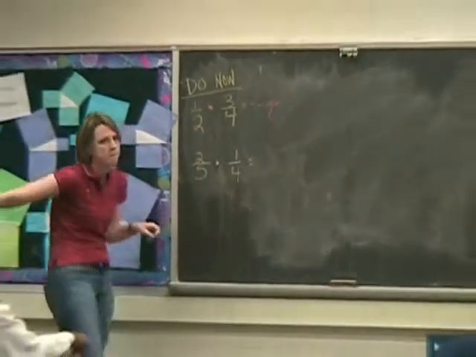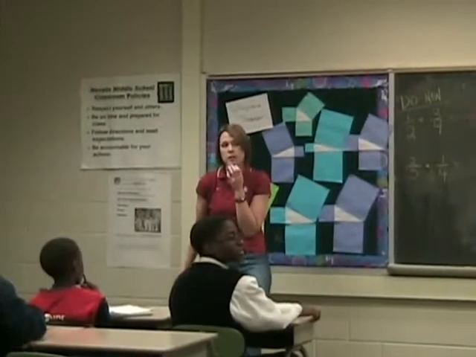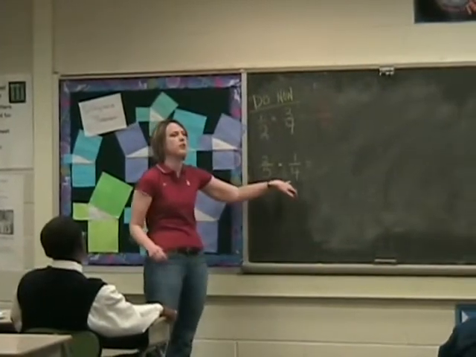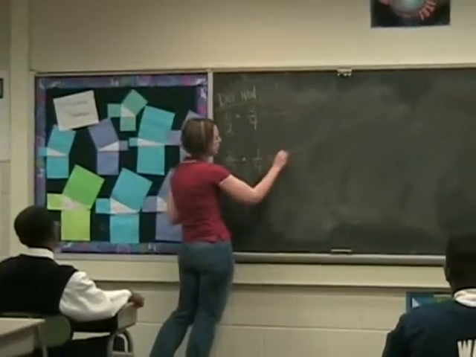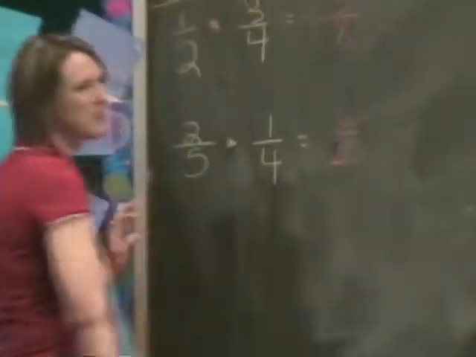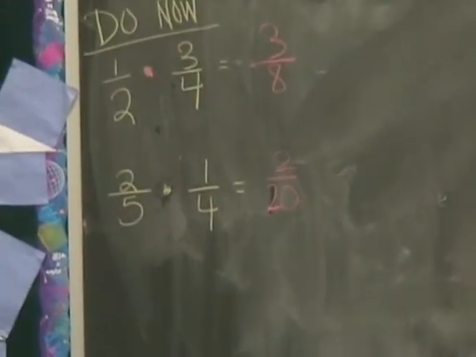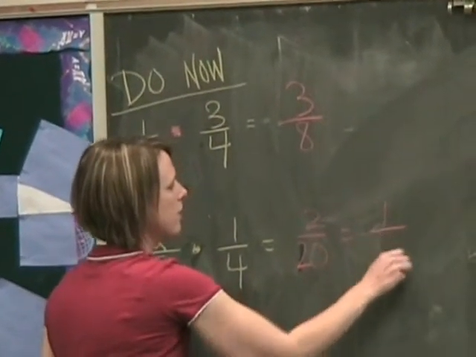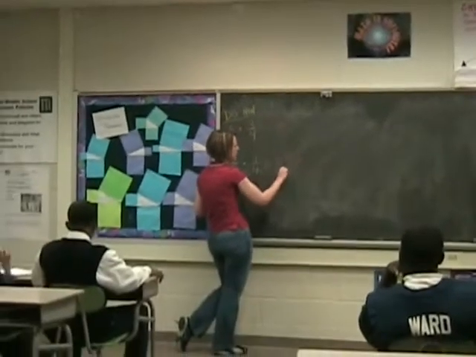Does that simplify? Does it simplify? Oh, no. No, right? Doesn't simplify. Good. So that is simplified. 2/5 and 1/4. Jake. 2/20. Does that simplify? Does that simplify? Yeah, right. It becomes 1/10, right? Because they both divided using UG.